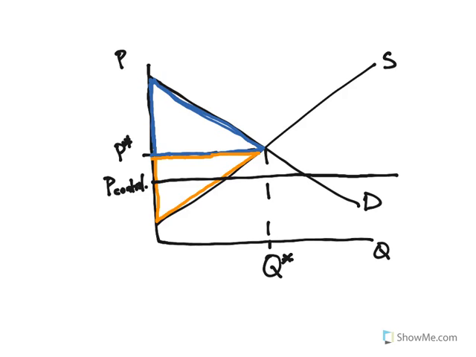How can you tell? Well, a price ceiling is a maximum legal price. So if we put a price above the equilibrium price, that would be a price floor. So this is a price ceiling.